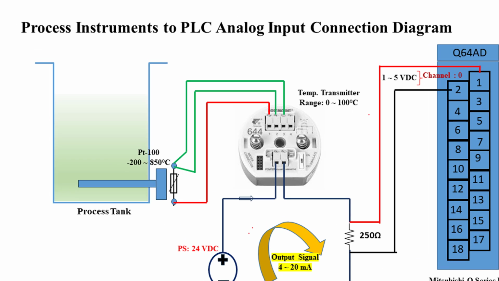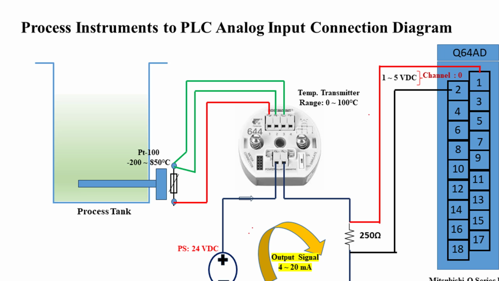Suppose there exists a tank which contains liquid and we want to measure the temperature of the liquid in a range from 0 to 100 degrees centigrade. Here the temperature sensor PT100 has been set with the tank for sensing the temperature of the liquid. The PT100 temperature sensor can measure temperature within a range from -200 to 850 degrees centigrade. But we want to measure the liquid temperature in the range from 0 to 100 degrees centigrade.